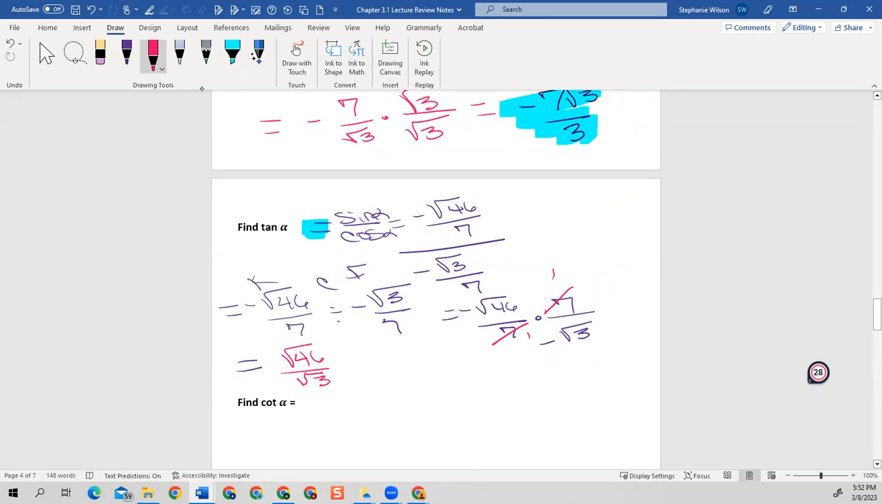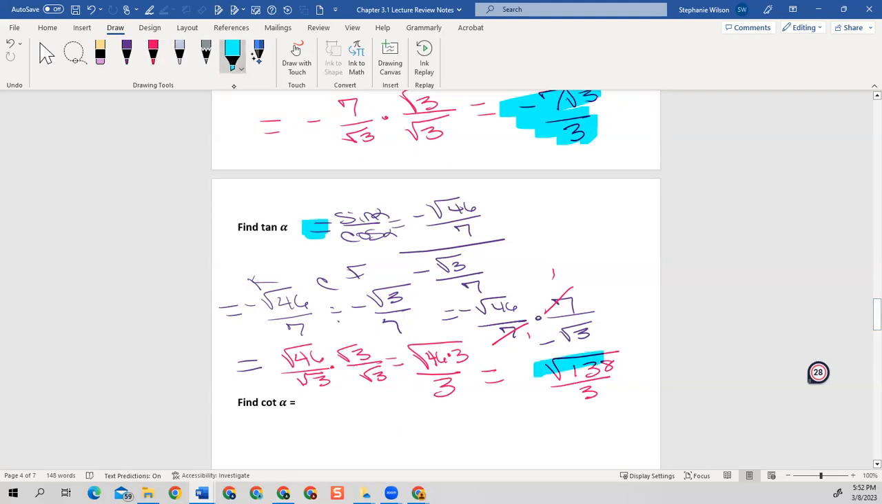However, we can't have a root in the denominator. So I'm going to multiply top and bottom by the square root of 3. Then that means inside this root, I got 46 times 3. So we can double check on that. If I have the square root of 46 times 3, it just gets bigger, so it's just going to stay there. So now I have square root 138 over 3. Okay, yay. So that's my answer.